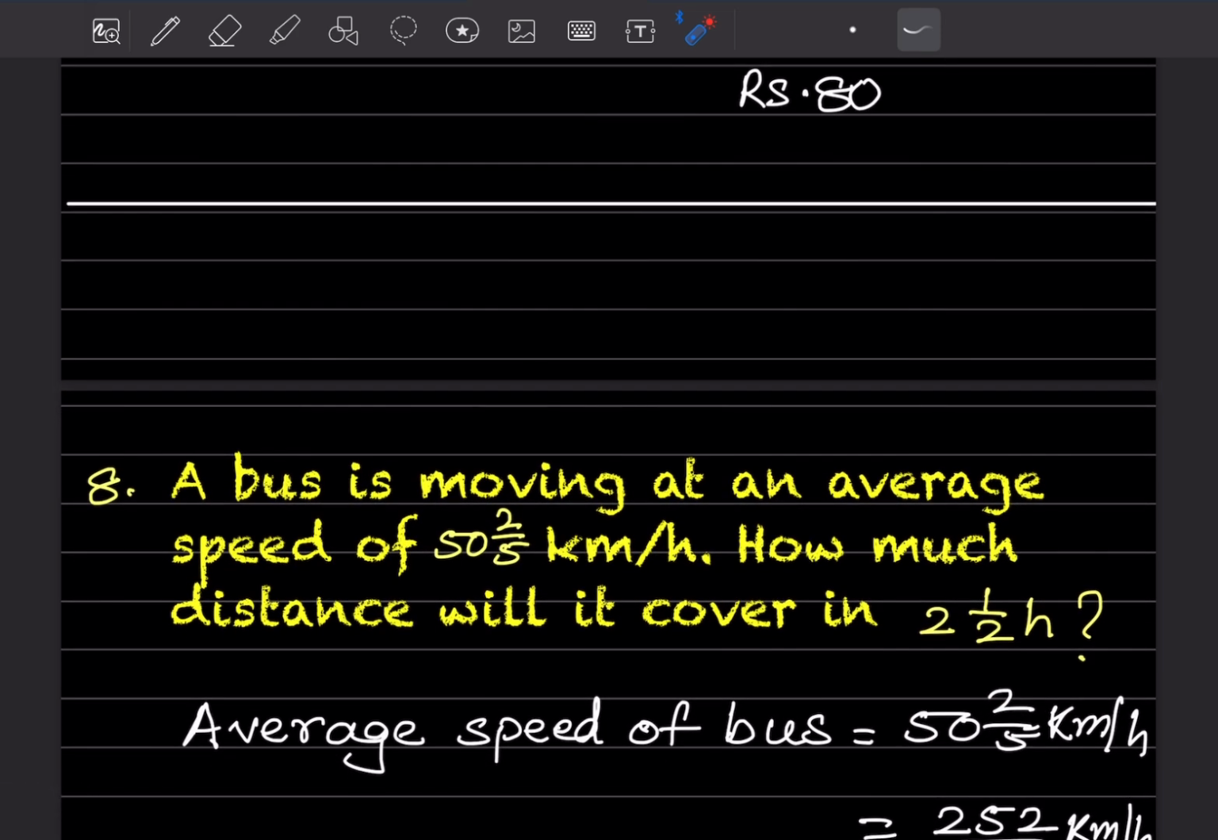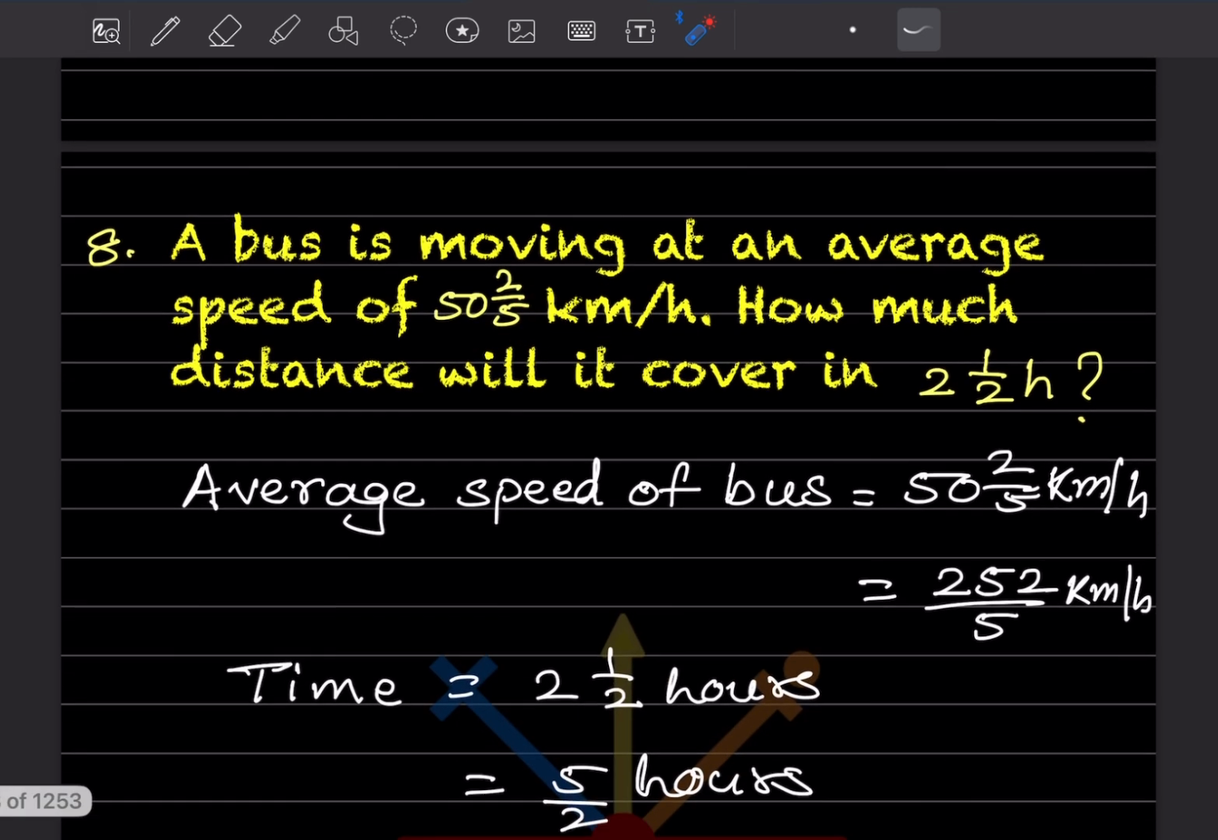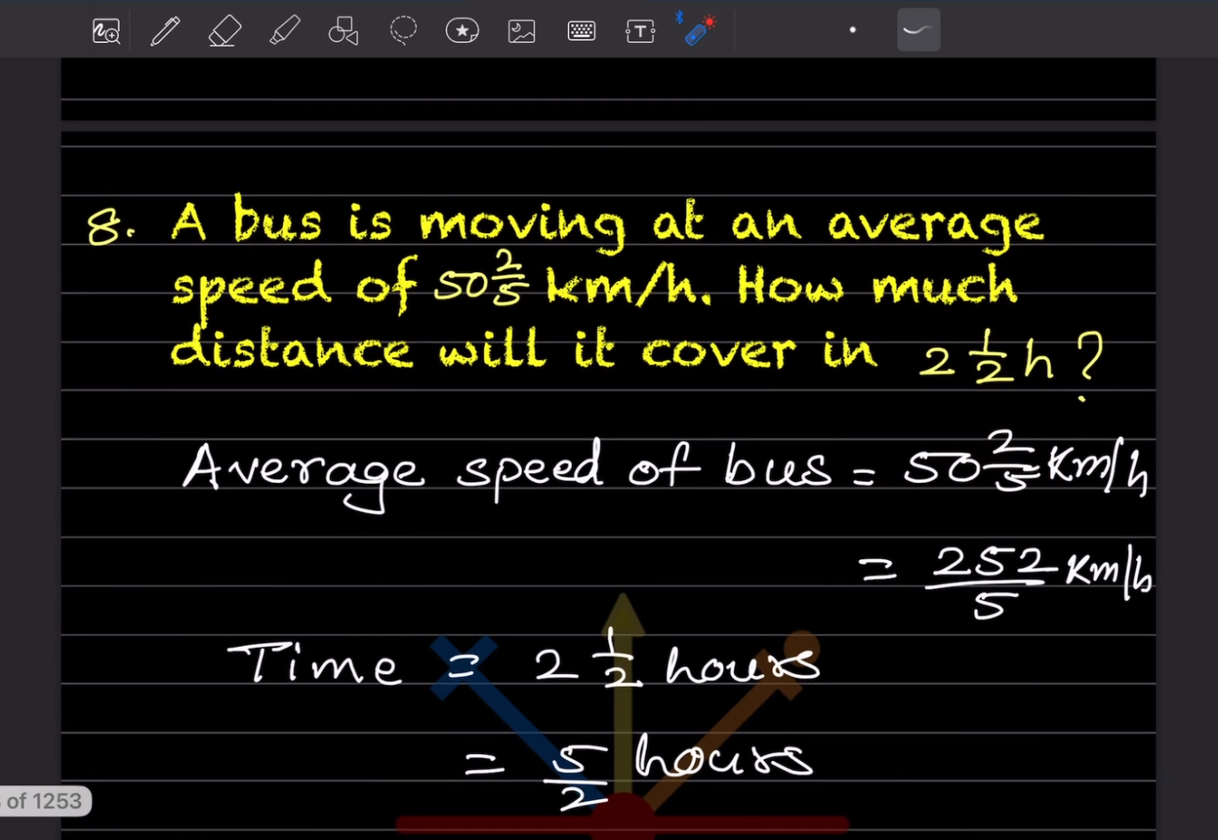A bus is moving at an average speed of 50 integer 2 by 5 km per hour. How much distance would it cover in 2.5 hours? So the average speed of the bus is given as 52 by 5. That will be 250 plus 2, that is 252 by 5 kilometers per hour, and the time is given as 2.5 hours, that will be 5 by 2 hours.